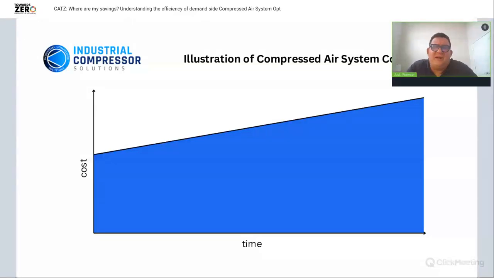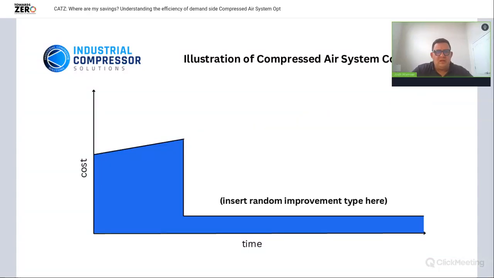So here's a super basic slide that's basically illustrating that as a function of time, compressed air system cost is going up. It's going up in artificial demand, it's going up in waste, it's going up in leaks, it's going up for a plethora of reasons. Sadly, not many of them are an increase in production. So when we make an improvement, we are trying to optimize that cost. We're trying to reduce that cost and set us on a new path forward.